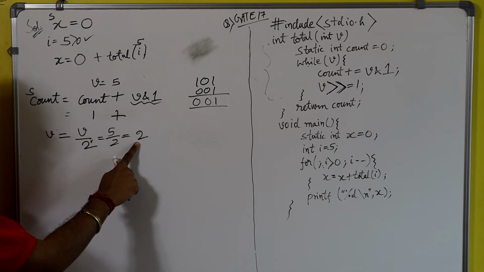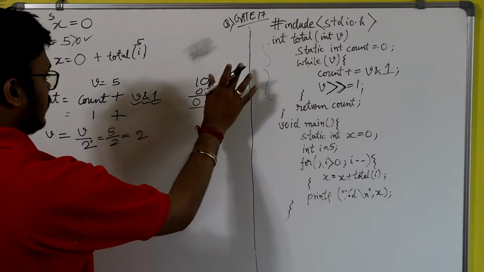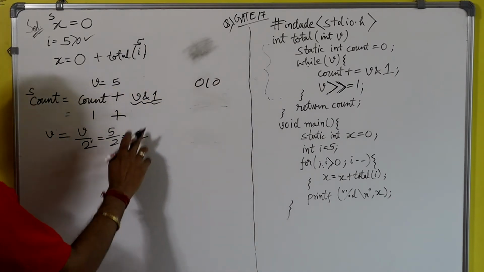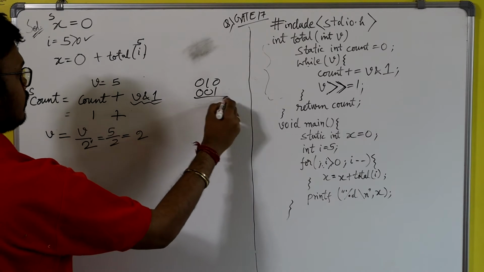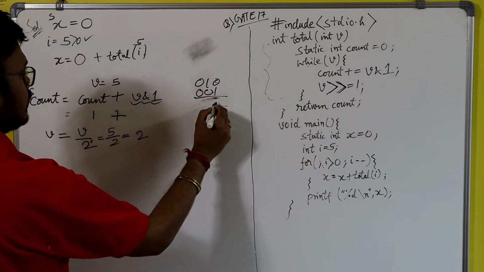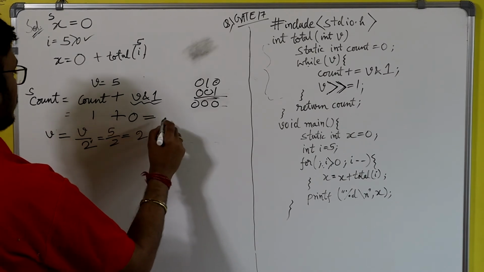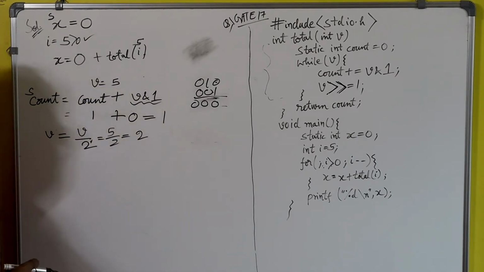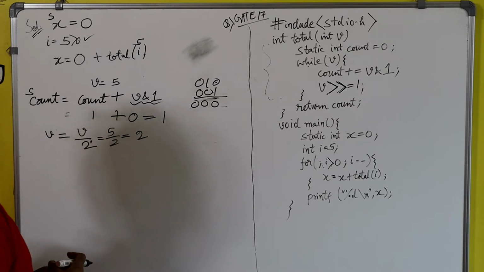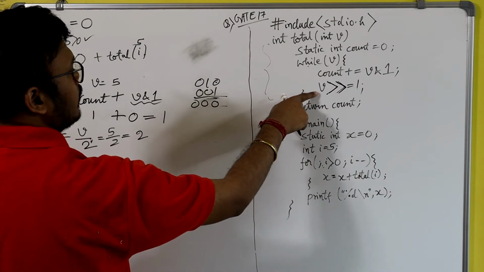So what is the new value of v? New value of v is 2. So what is 2 and 1? 2 is 010 and 1 is 001. If you apply logical AND, the result is 000. So this is 0. So the count value has become 1. There is no change in the count value. Previously it was 1, again now it is 1.